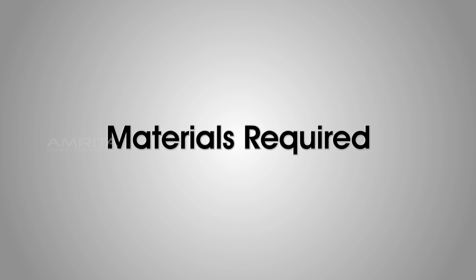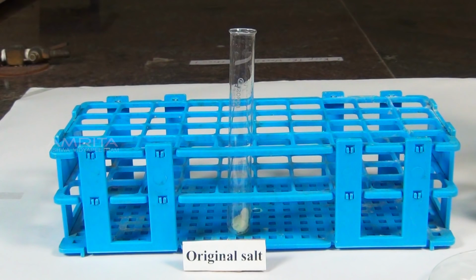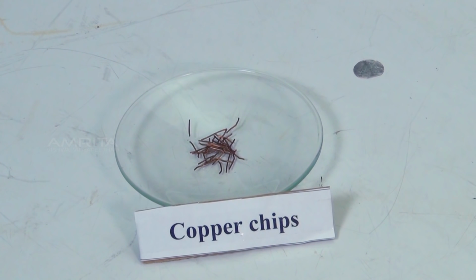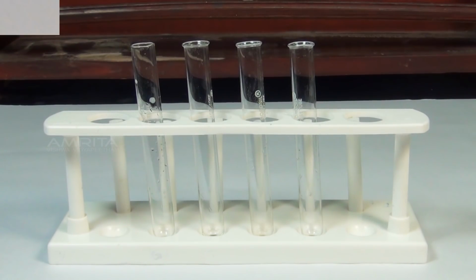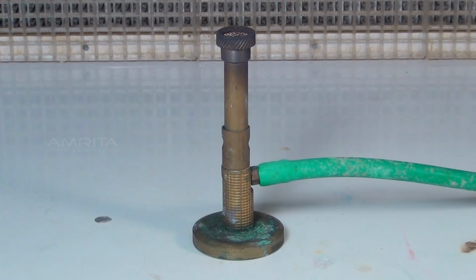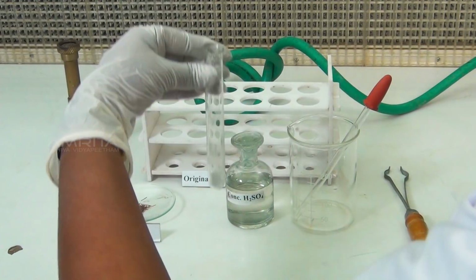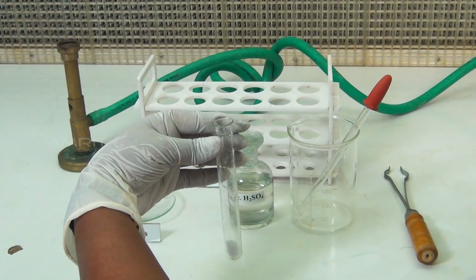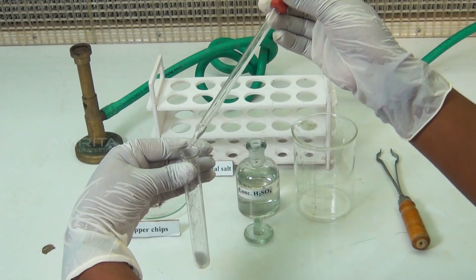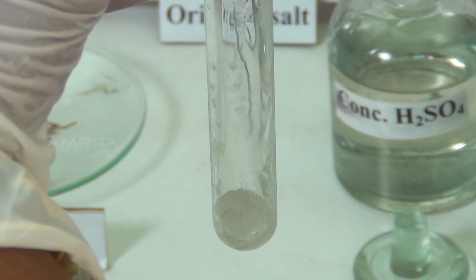Materials required: original salt, concentrated sulfuric acid, copper chips, test tube holder, dropper and Bunsen burner. Procedure: take a small quantity of original salt in the test tube. To this, add a small quantity of concentrated sulfuric acid using the dropper.